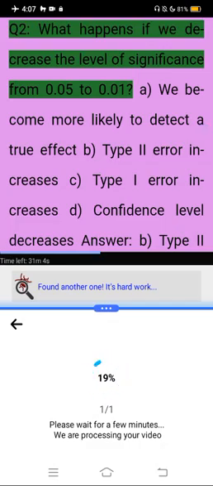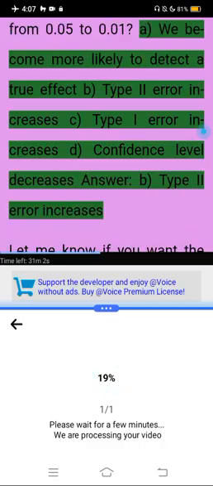Q2. What happens if we decrease the level of significance from 0.05 to 0.01? A. We become more likely to detect a true effect. B. Type 2 error increases. C. Type 1 error increases. D. Confidence level decreases. Answer: B. Type 2 error increases.